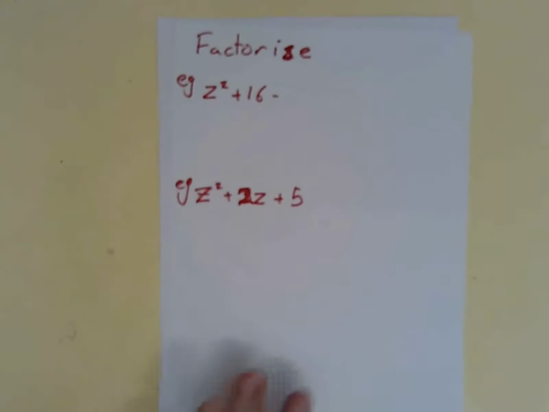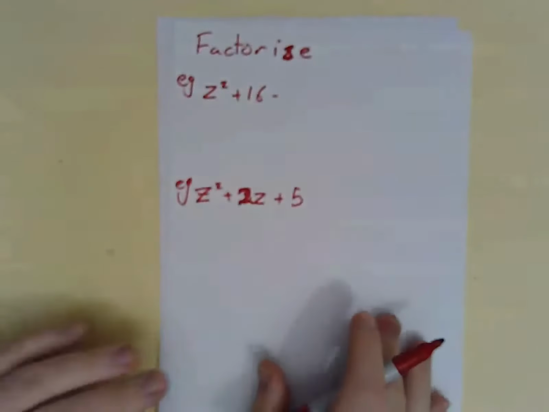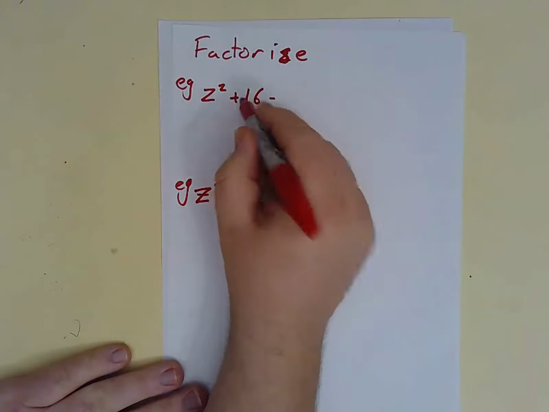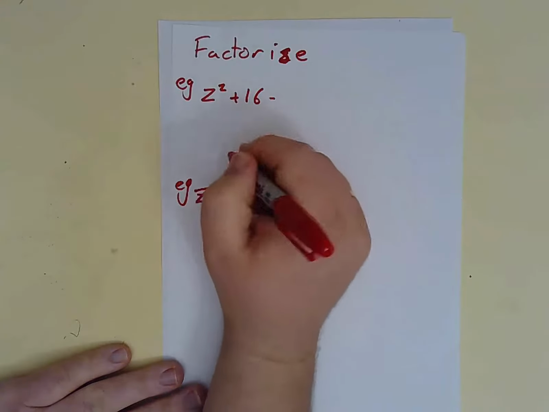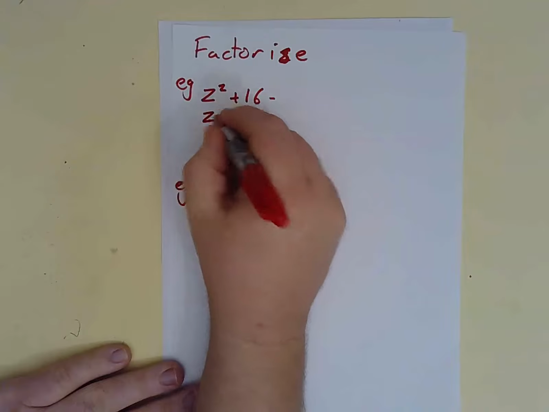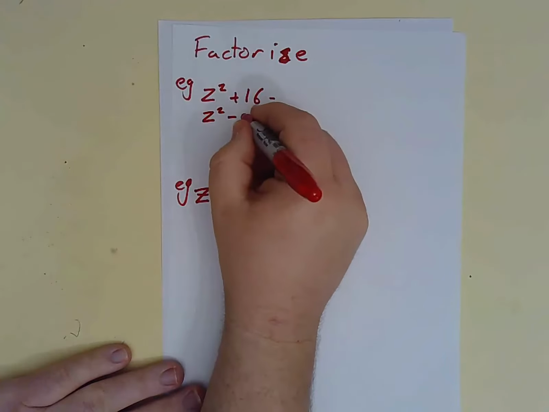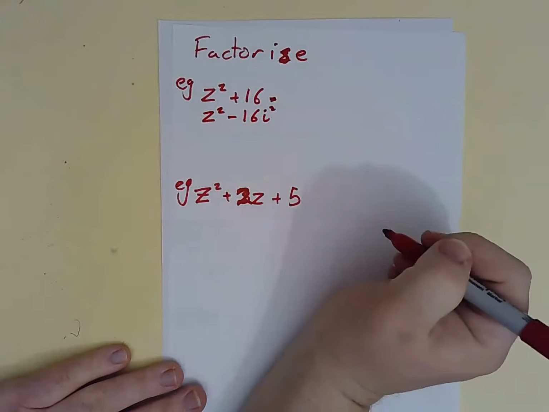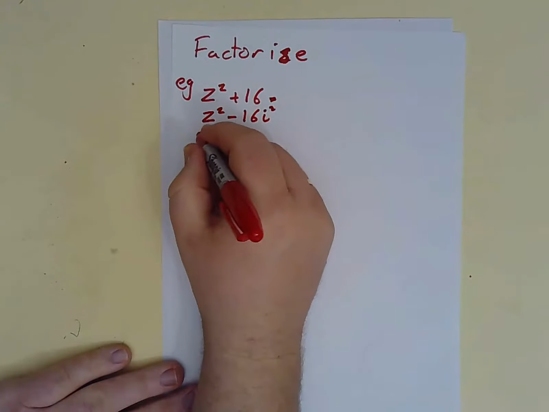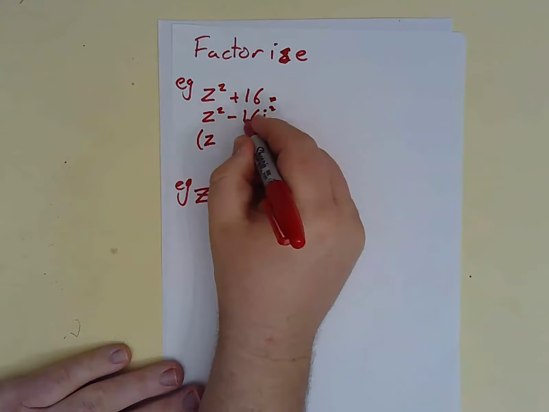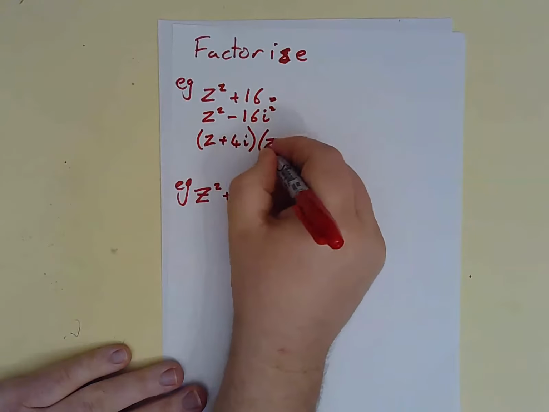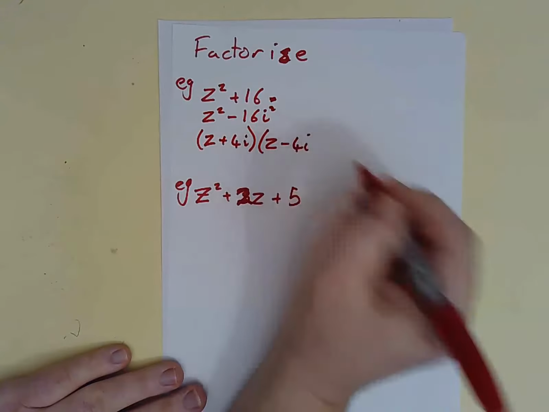We can also factorize some things we wouldn't have been able to factorize before. So looking here, this looks very much like a difference of 2 squares, but this is a plus rather than a minus. Well, let's put a minus in there. And in order to compensate for the second minus, I'm going to put an i squared. Now I've got a difference between 2 squares. This is z squared, and this is 4i squared. So z plus 4i, z minus 4i.